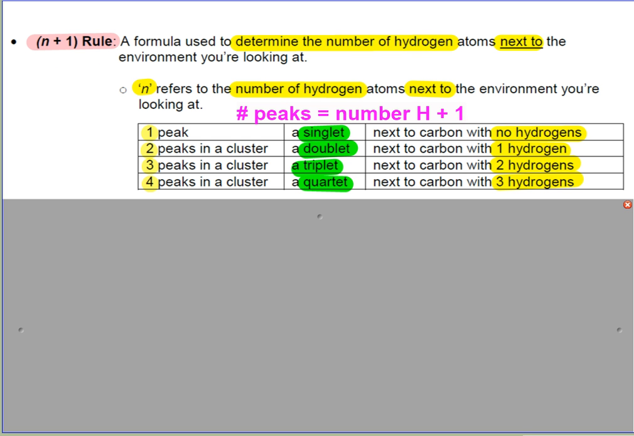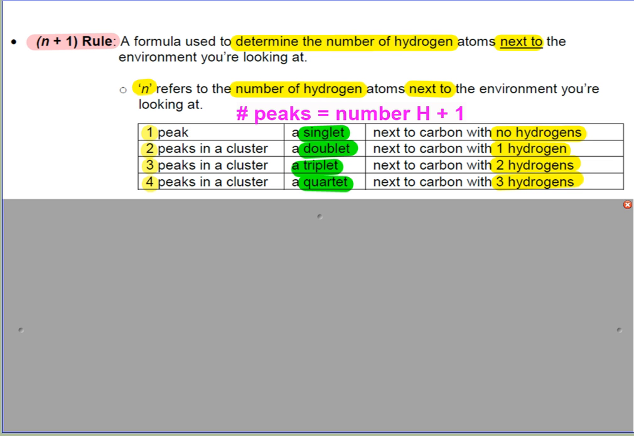Now, in order to decipher these split peaks, we're going to be using the n+1 rule. This rule is going to help us interpret how many hydrogens must be near the peak we see. So the way this works is you look at how many hydrogens are near the environment you're looking at. Not in the environment you're looking at, but next to it. So N refers to the number of hydrogens, and if you want to find out how many peaks your signal is going to produce, you count how many hydrogens are near your environment, and then you add 1.